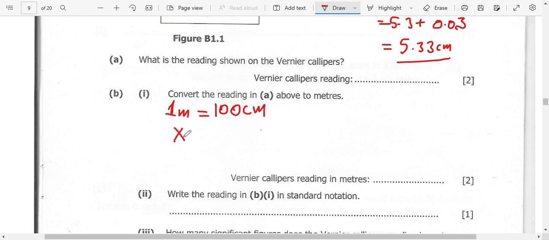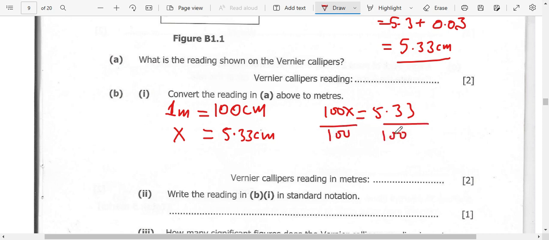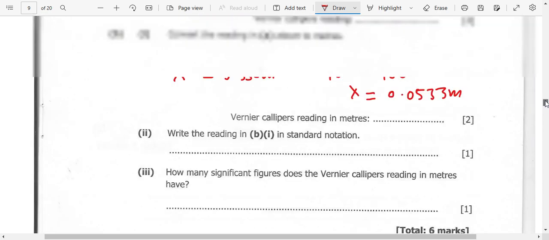And then you are going to say x is equal to, you have got 5.33 centimeters. So you just cross multiply: 1 meter times 5.33 and then x times 100. So that will be 100x. 1 times 5.33, that will be 5.33. Then divide both sides by 100. So x is going to be 0.0533 meters. So that is the answer in meters. No, you don't round off here, unless I've told you to.